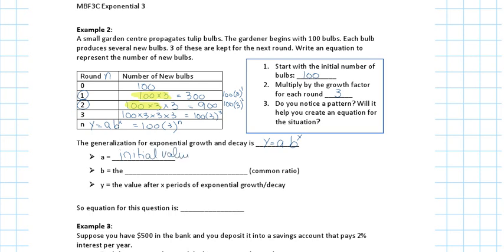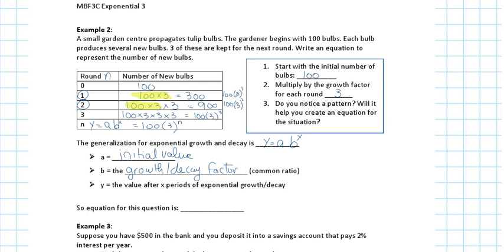B is the base, but it's your growth or decay factor, right? Or in other words, it's your common ratio. y is the value after x periods of exponential growth. So how many bulbs do you have after 10 rounds? Or how many bulbs do you have after 15 rounds, or whatever it is?